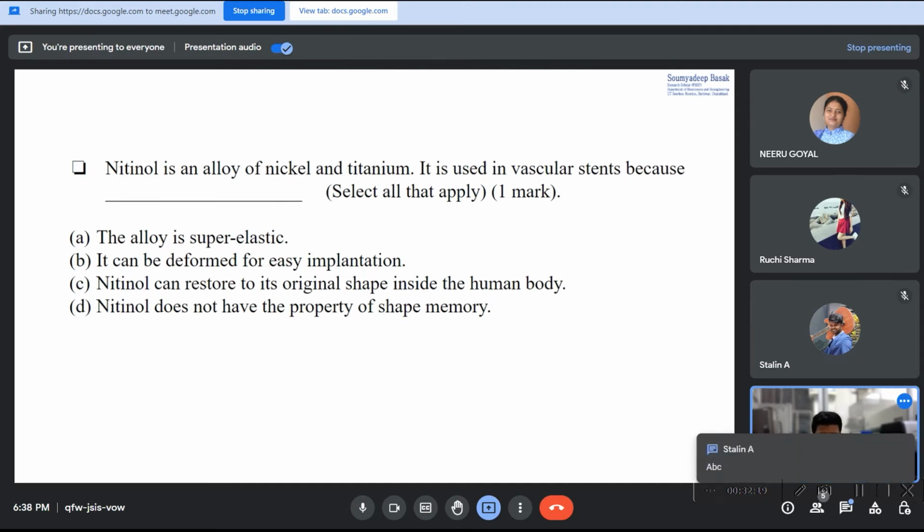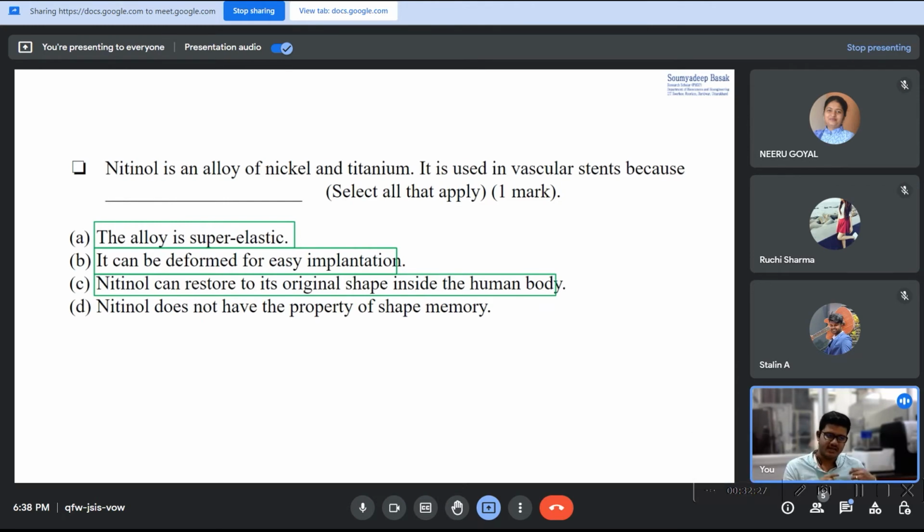Straightforward question. Super elastic, can be deformed for easy implantation, and it has a shape memory. Okay. Shape memory effect, why does it happen? I hope you remember. The slides are there, just go back to that. The two forms of material that are formed in the shape memory effect materials.